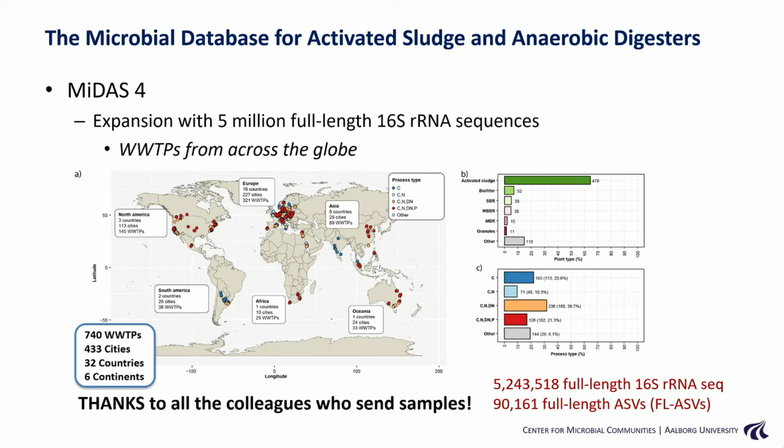So when we have this many reference sequences, of course, a lot of them would be from the same bacteria. So what we do is that we take these raw full-length 16S rRNA sequences, and then we use them to infer exact biological sequences, which are called ASVs. And we have around 90,000 of those in our MiDAS 4 database.